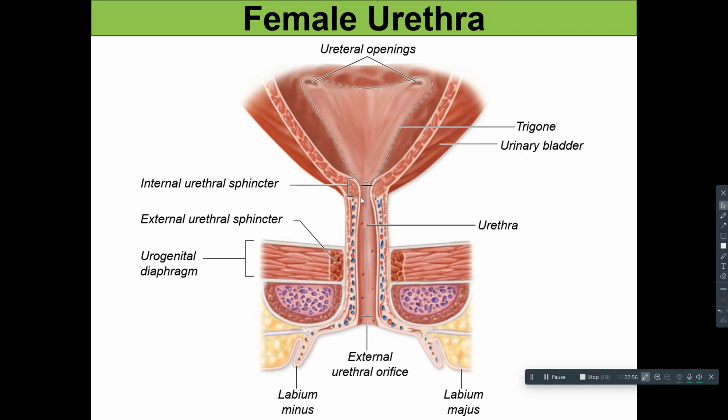So we do see the female urethra, internal orifice, external orifice, internal sphincter, part of the bladder, external sphincter, part of the urogenital diaphragm. And notice how the external urethral orifice opens within the vestibule created by the labia minora.